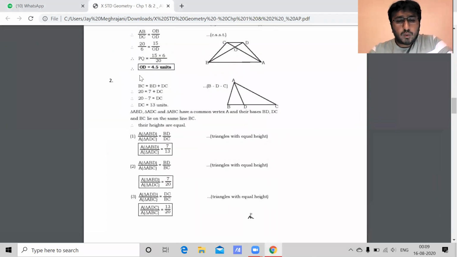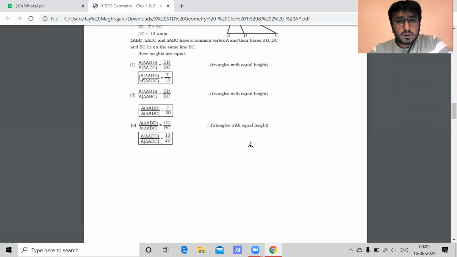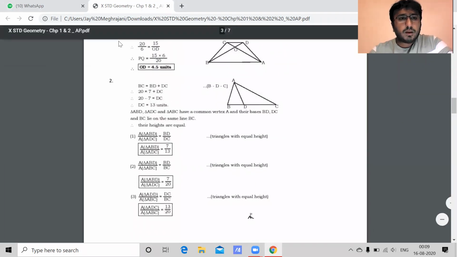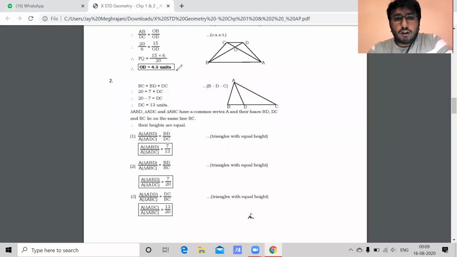Question number 2. Students, first we are going to find the length of BC. BC is made of two parts, that is BD plus DC. So we get 20 is equal to 7 plus DC. Plus 7 goes on that side, becomes minus. So we get DC as 13 units. If you have done the sum correctly till here, we get half marks.